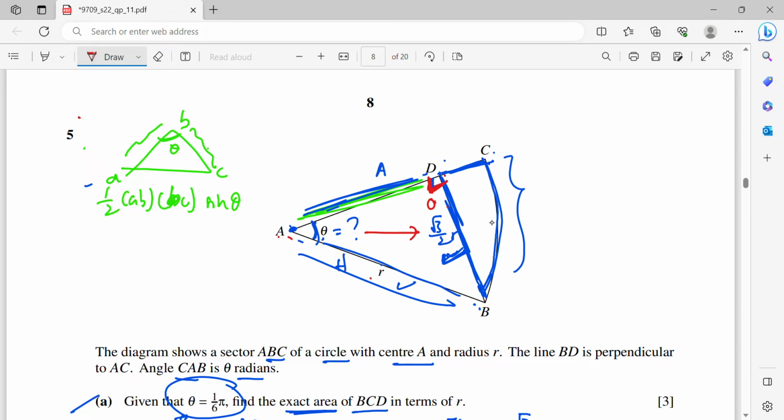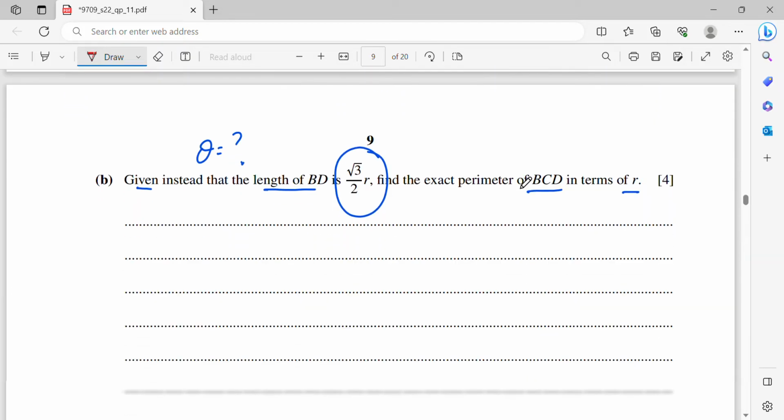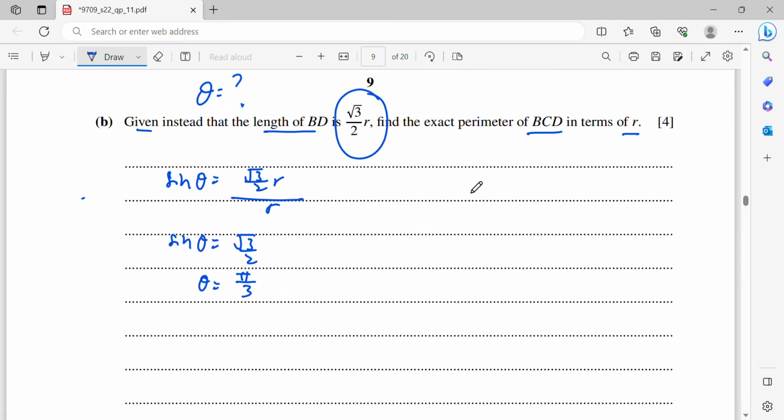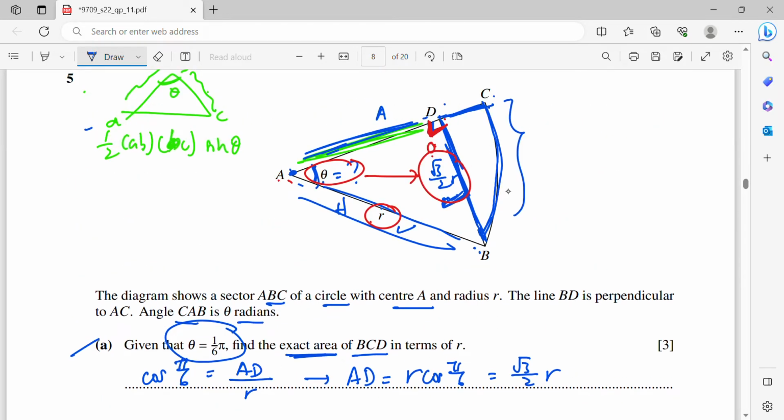Here is a right angle triangle. So opposite and hypotenuse, we are going to use sine, which means sine theta is root 3 over 2R divided by R, in order to get the theta. So sine theta equals root 3 over 2R divided by R. So obviously, sine theta is root 3 over 2, which means the theta is pi over 3. Okay, so once we get pi over 3, now I will rewrite here. Your theta is pi over 3.